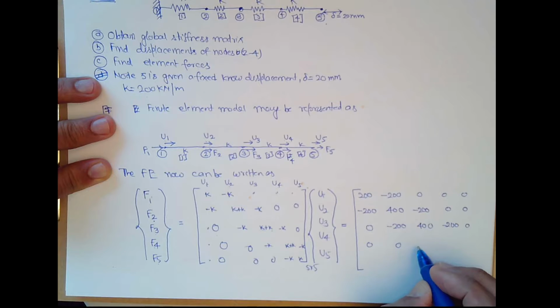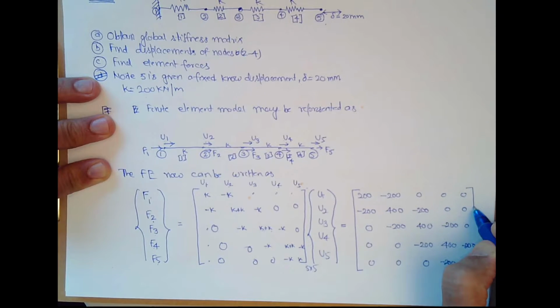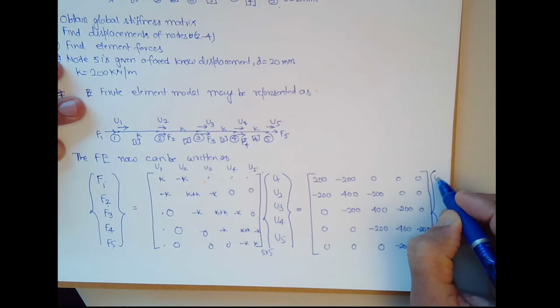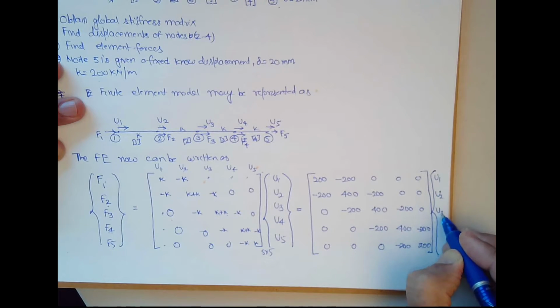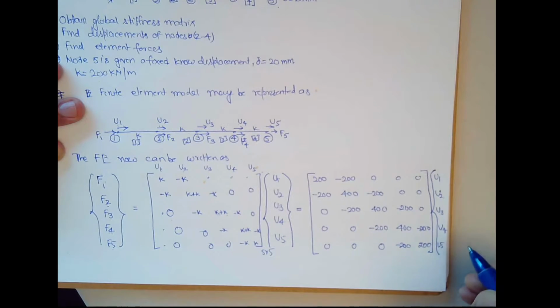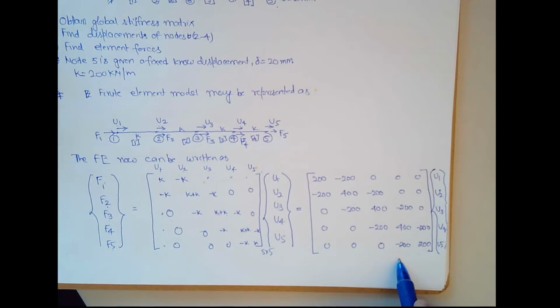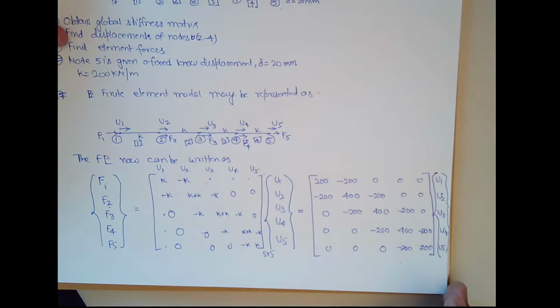This is 0, minus 200, and this will be K plus K, 400, and this is minus 200. This is 0, this is 0, this is 0, minus 200, and this is 200. So that way I have written the stiffness equation with u1, u2, u3, u4, u5. So this is the finite element equation for this particular system.